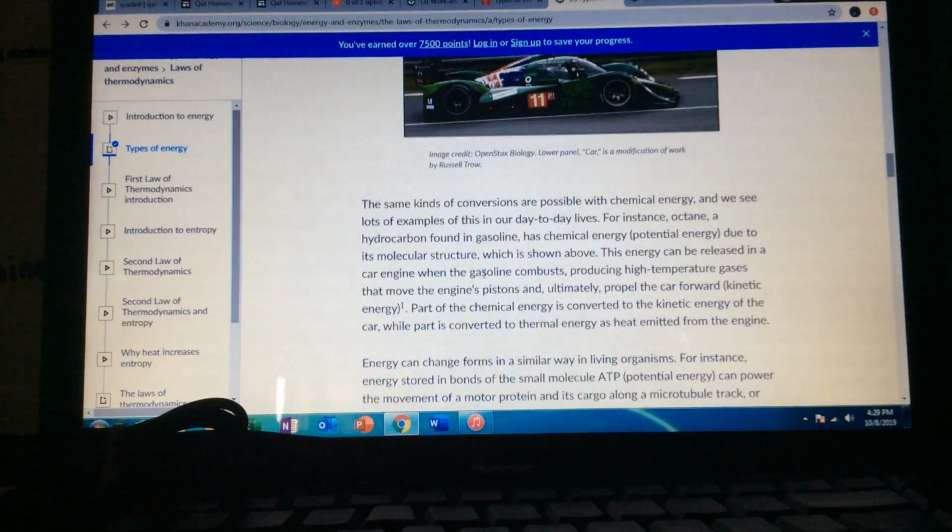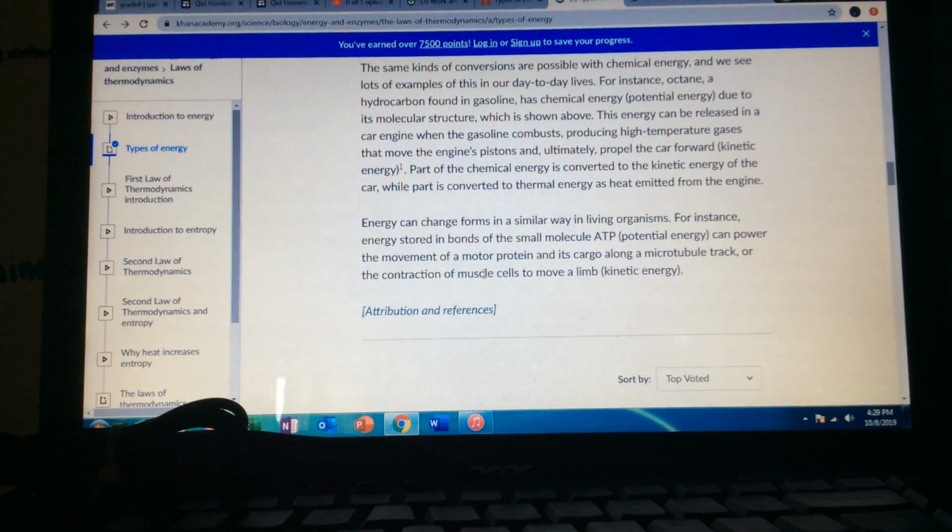The same kinds of conversions are possible with chemical energy. And we see lots of examples of this in our day-to-day lives. For instance, octane, a hydrocarbon found in gasoline, has chemical energy. Due to its molecular structure, which is shown above, this energy can be released in a car engine when the gasoline combusts, producing high-temperature gases that move the engine's pistons and ultimately propel the car forward. Part of the chemical energy is converted to the kinetic energy of the car, while part is converted to thermal energy as heat emitted from the engine.